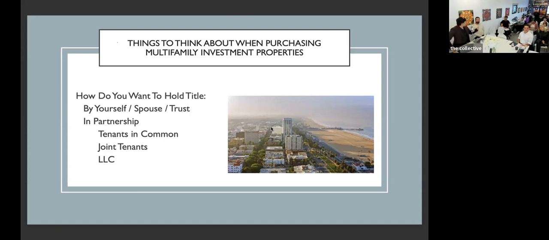Do you want to buy it with your spouse? Do you want to buy it in a trust that you have for your family? Do you want to buy it in a partnership? Do Anthony and I want to go in and buy a duplex together, or a triplex or a fourplex? Then I only have to put half down and he only has to put half down. Or whatever we decide. He could pay 60, I could pay 40, even better for me. We have to figure out what that partnership looks like.